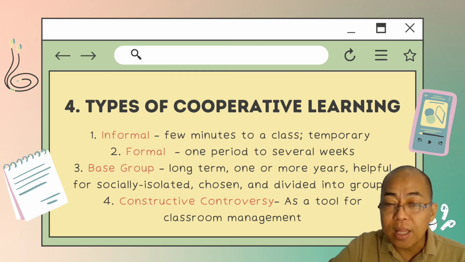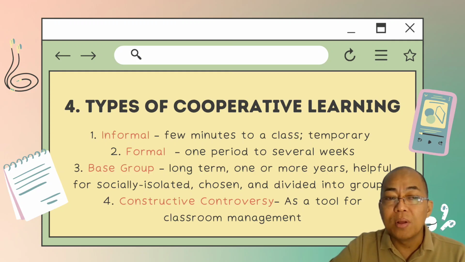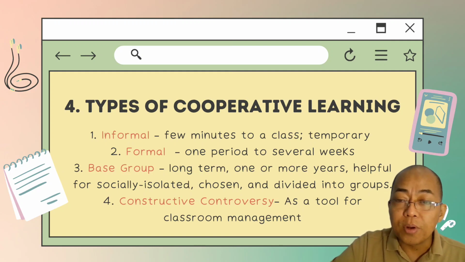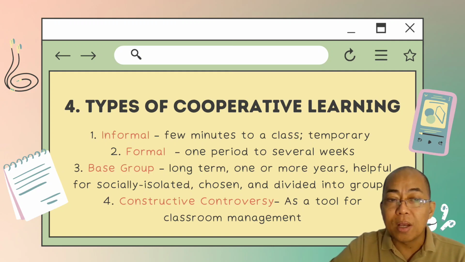Very important, unlike the informal where you simply ask the students to get a partner or to form a triad or a dyad and share about what you ask them. In formal cooperative learning, the groupings are very important, so you consider how you will group the students: for example, the size of the groups and the composition of the groups, and of course, the roles that will be assigned to each member of the group.